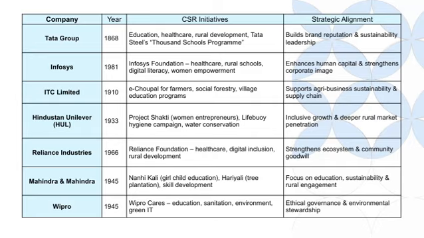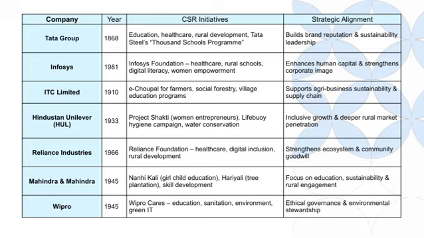Let's take a closer look at some of the leading companies and their CSR initiatives, along with how these efforts align strategically with their overall goals. Starting with Tata Group, founded in 1868, they have long been committed to education, healthcare, and rural development. One notable program is Tata Steel's Thousand Schools program, which demonstrates their focus on building community strength and sustainability. This approach not only enhances their brand reputation, but also positions them as leaders in sustainability.